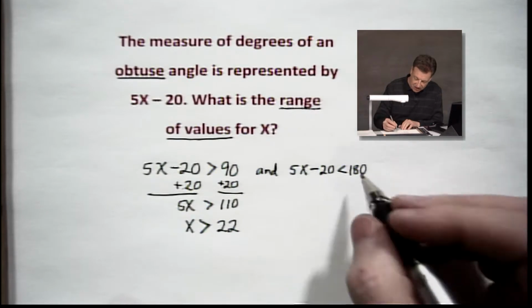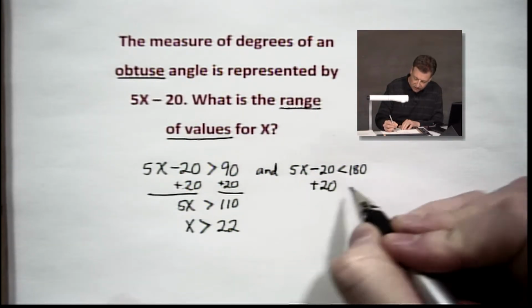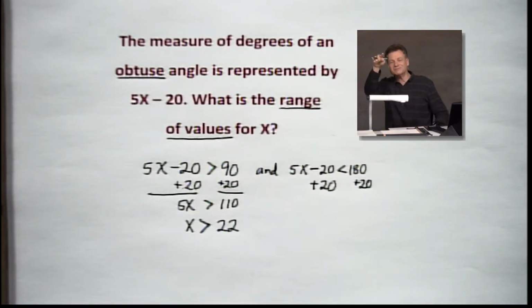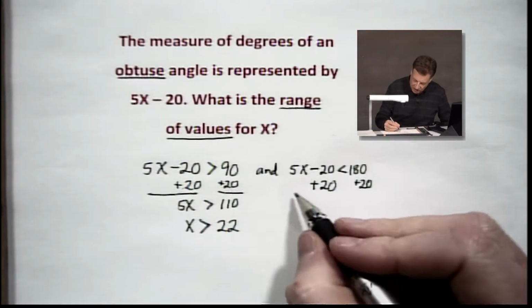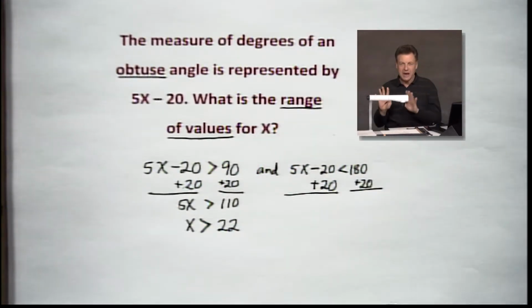So let's take a look at the top side of this thing. We're going to add 20 to both sides. Why not? Same old thing: the addition property of inequality. It does not affect the inequality when we add or subtract numbers from both sides. If it started less than, it's still less than. If it was greater than, it's greater than.